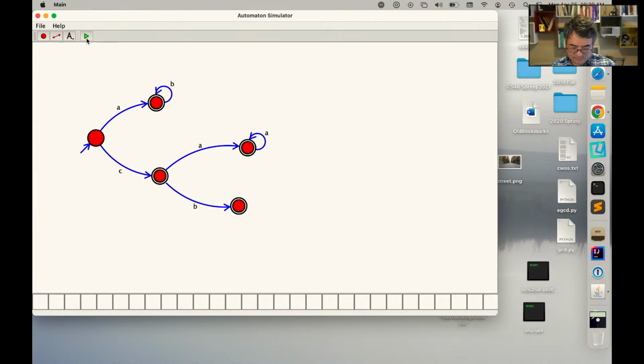Okay, let's go. So we can do A, followed by as many B's as we need. We can do C, and then A, followed by as many A's as we need. And we can do C. Oops, that was not a C. We can do C, followed by B, and then we're at the end of that one.